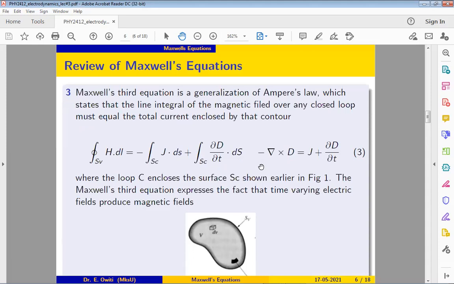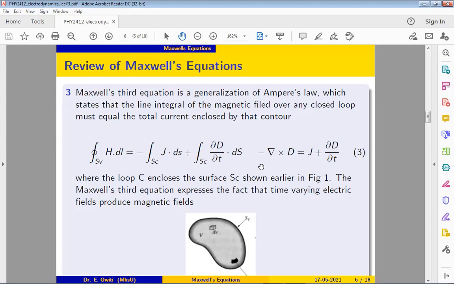Then the third equation is what we call Ampere's law, which states that the line integral of the magnetic field over any closed loop must equal the total current enclosed by that loop or contour. That should be very clear: when you integrate a quantity over a line, we call it a line integral. So when you integrate the magnetic field over any closed loop, a closed loop is basically a displacement.